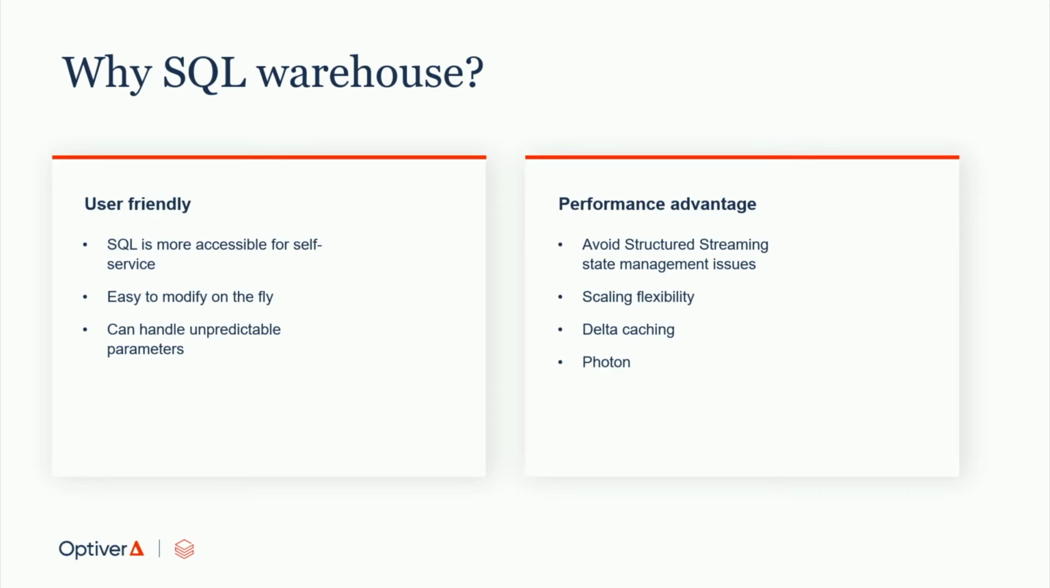Delta caching is another big advantage. For those who are not familiar, when Databricks queries a data set from Delta, Databricks will cache the underlying Parquet files on disk.